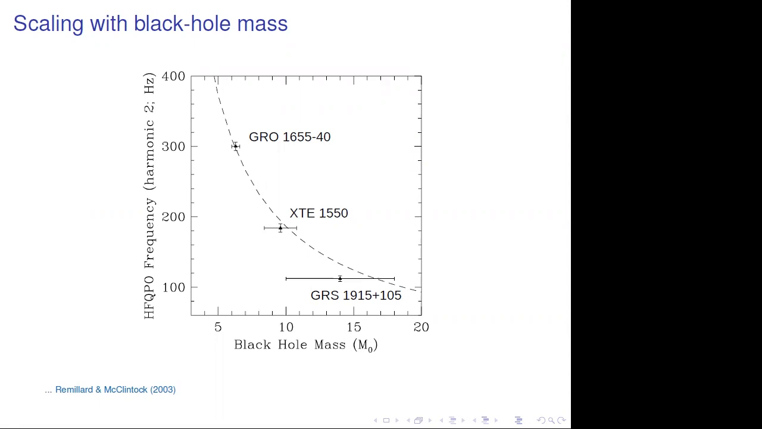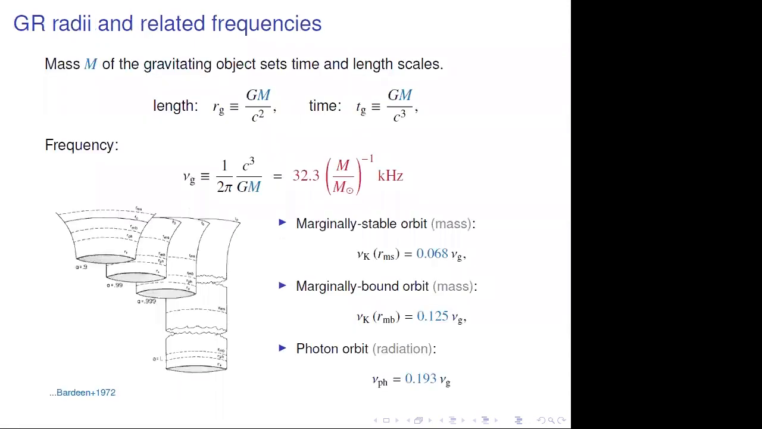And it seems that they are very nicely following 1/m scaling. And if you hear about 1/m for frequencies, then you immediately go to something we know from general relativity. And that is that in GR, as you know, everything is dictated by the mass of the black hole, right?